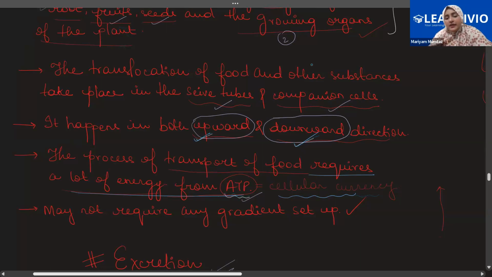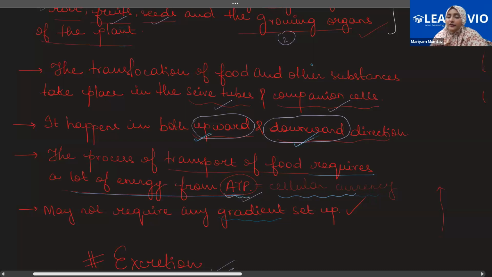And since energy is being required, it does not require any gradient. What's the use of a gradient if energy is being applied? So if the energy is being applied, it can go from a region of low concentration to high concentration, because the plant has the energy from ATP.